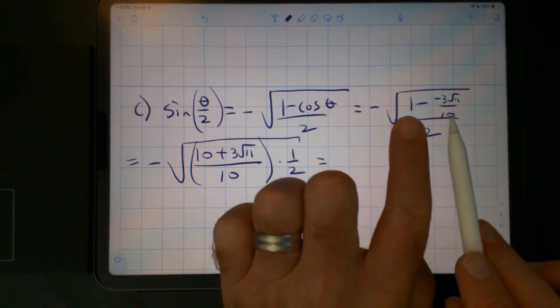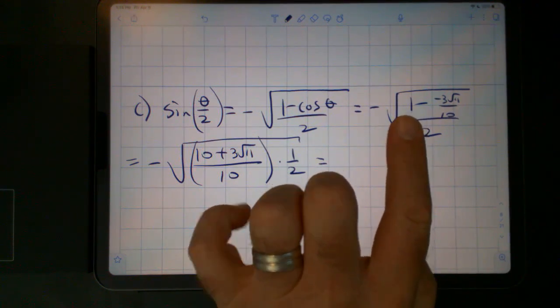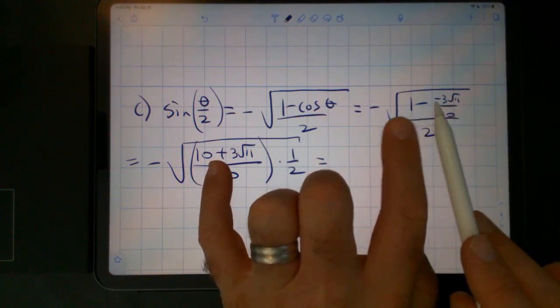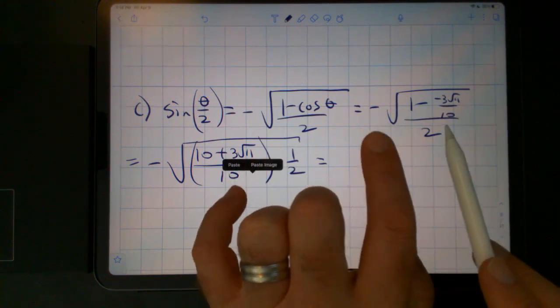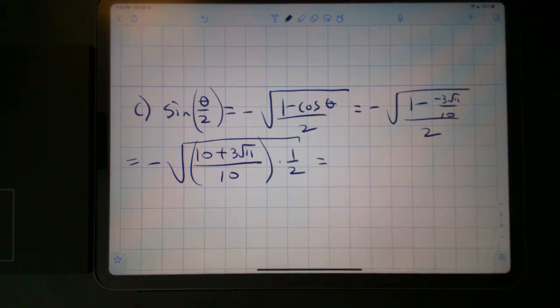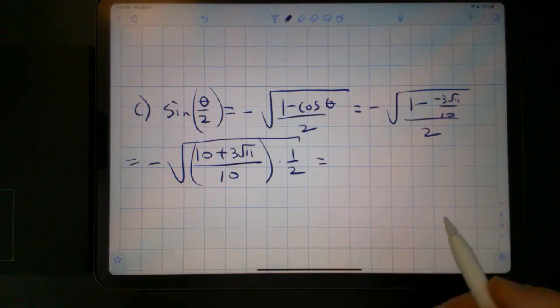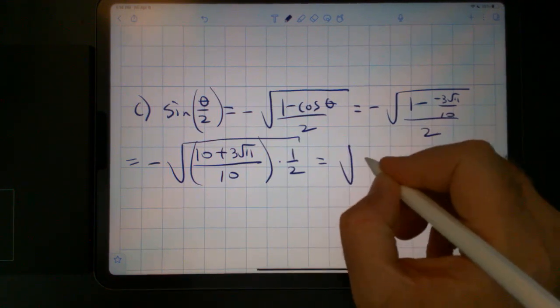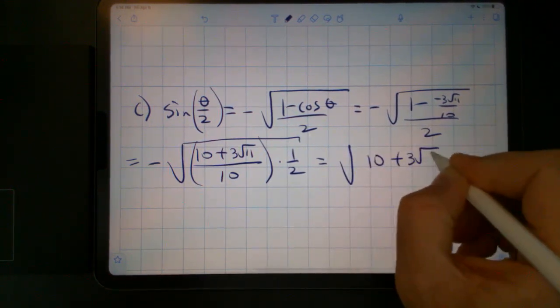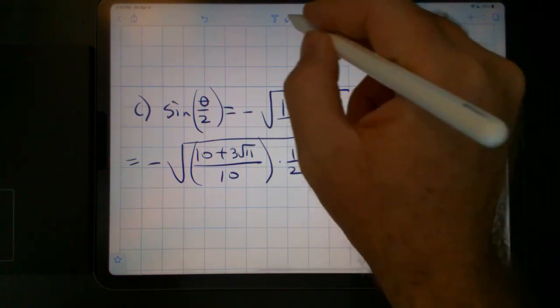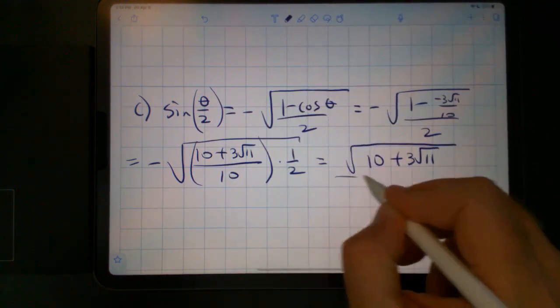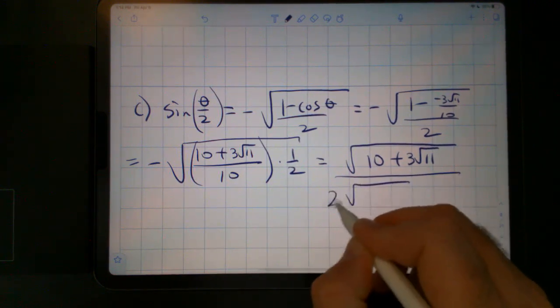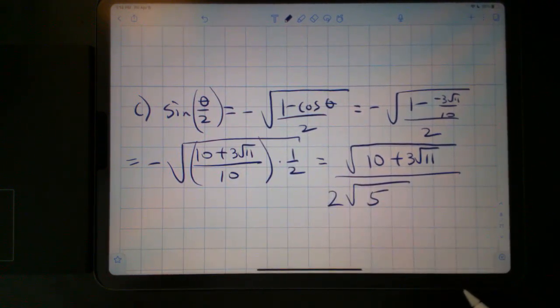When you're adding fractions, you need the same denominator. So 1 is the same thing as 10 over 10. Negative times a negative is a positive, 3 radical 11, and then our denominator, and we are dividing that by 2. So we have the square root of 10 plus 3 radical 11 divided by the square root of 20, which is 2 radical 5.